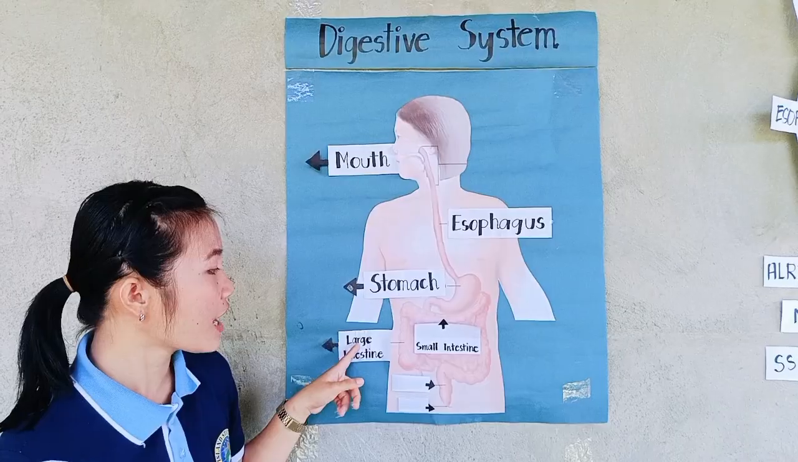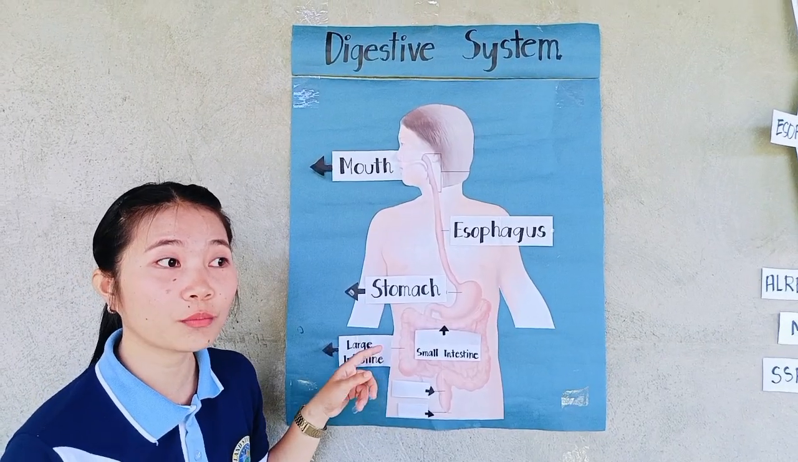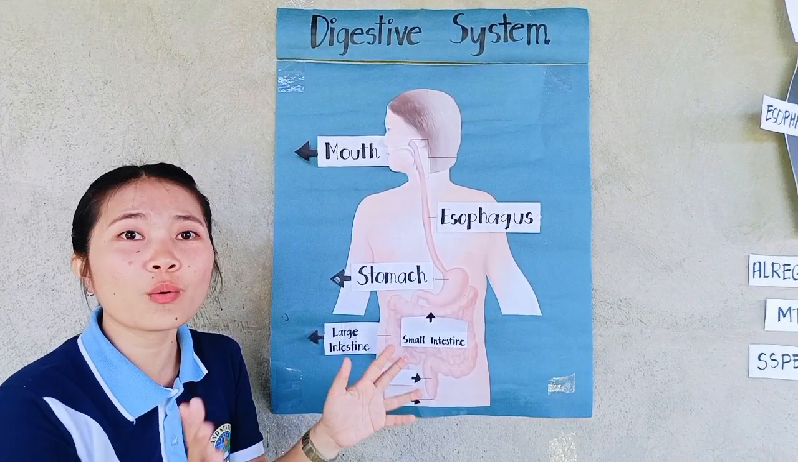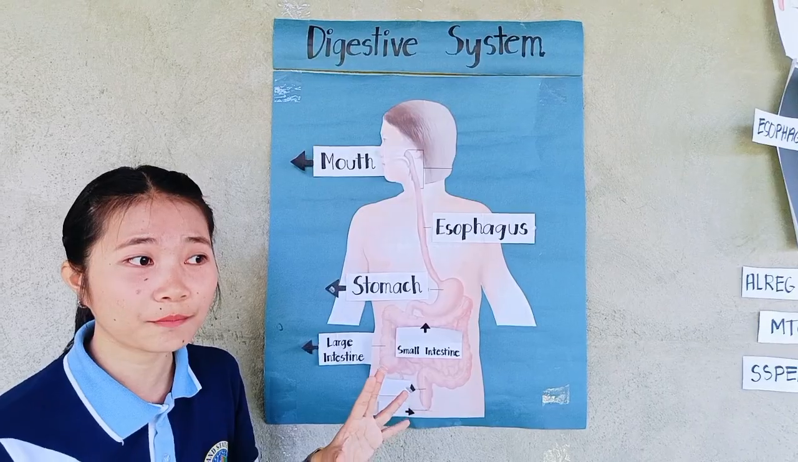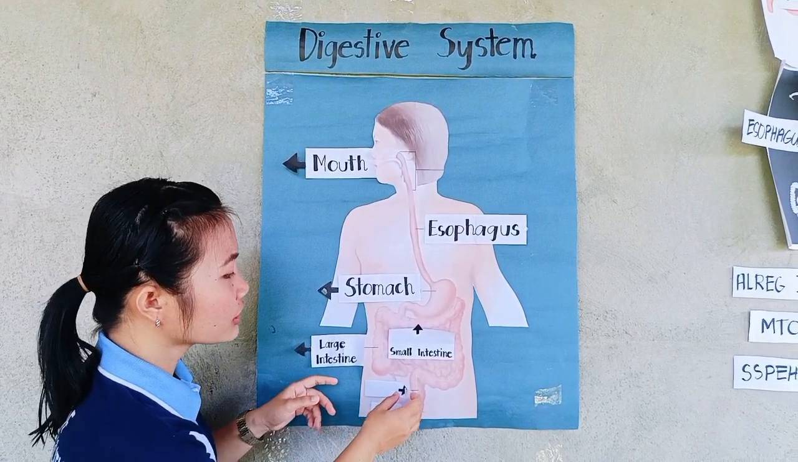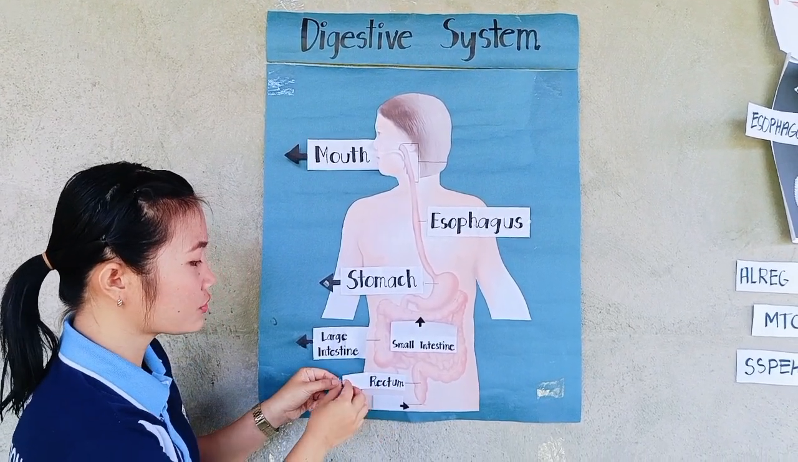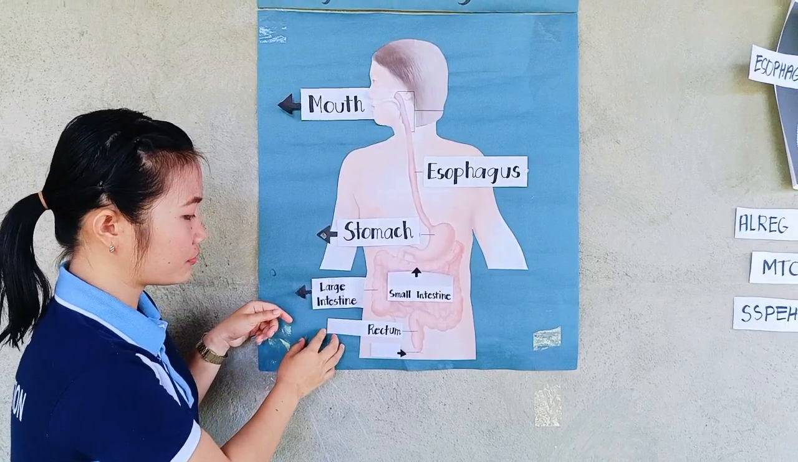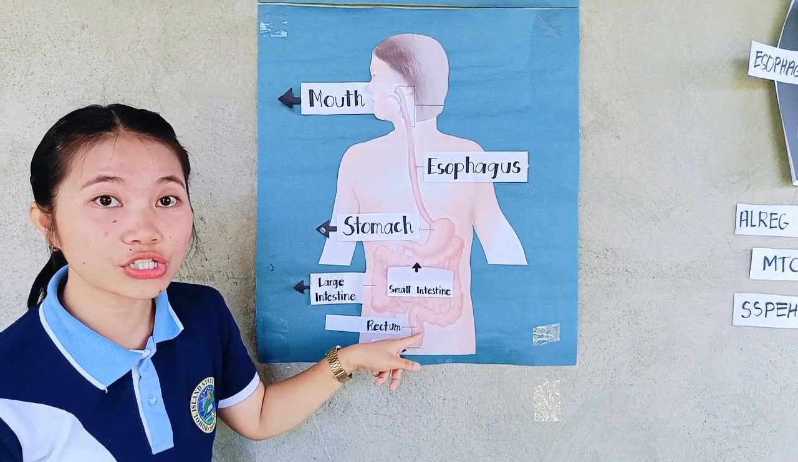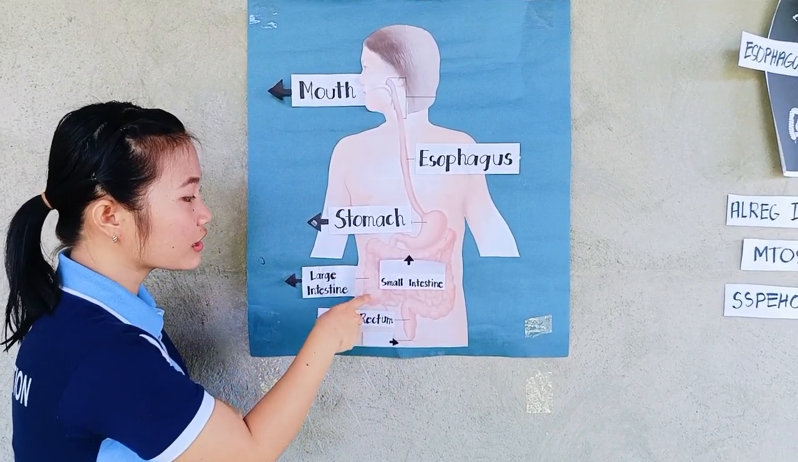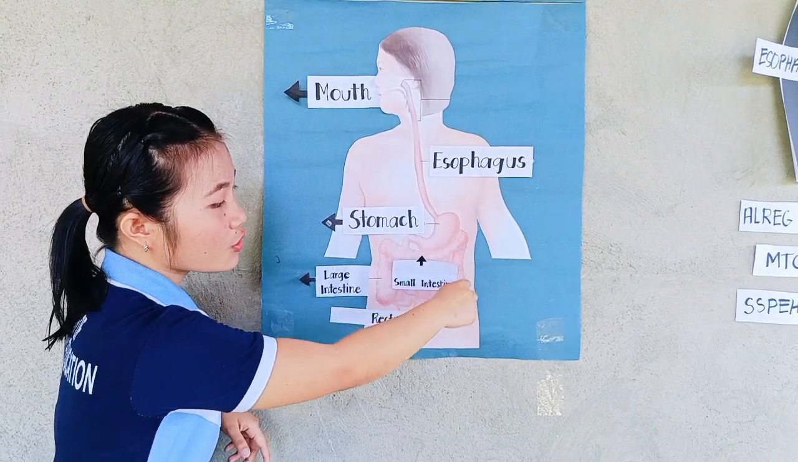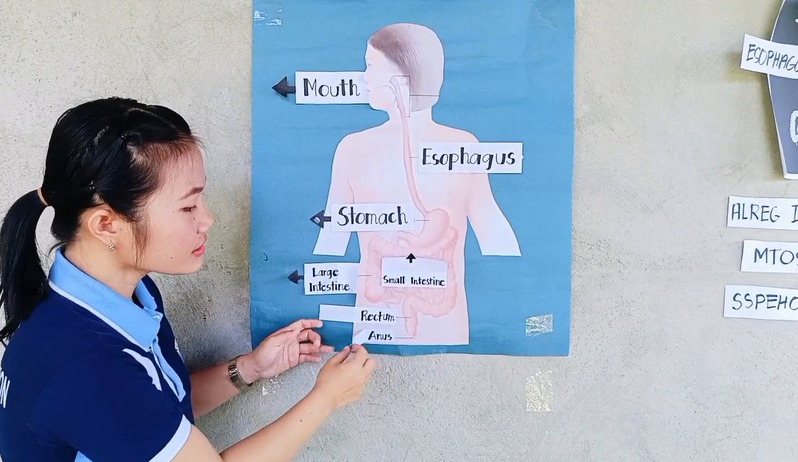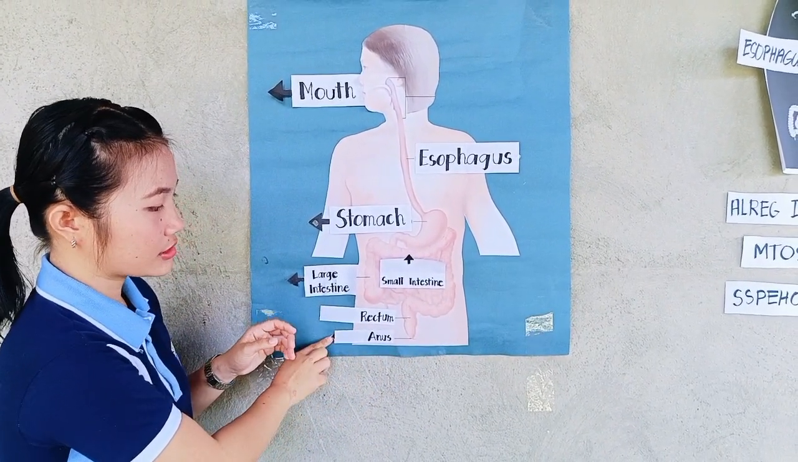And then, after the large intestine, the food that no longer has nutrients or no longer has use will go into our rectum. So this is the large intestine. It will travel, go into our rectum and into our anus.